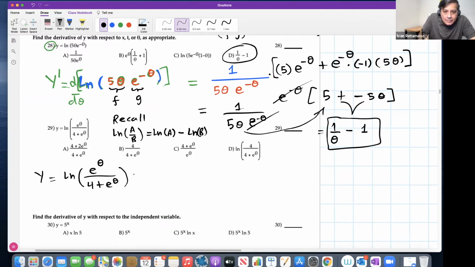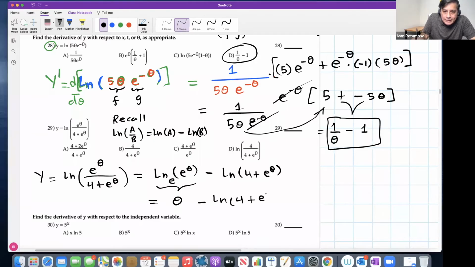You will see, this is the same as natural log of e to the theta minus natural log of 4 plus e to the theta, right? But now, natural log of e to the theta, since the natural log has base e and e here, they cancel. This is just theta. This is the properties of logs, okay? Minus natural log of 4 plus e to the theta, right? This is just the function simplified. This is just y. Now take the derivative.